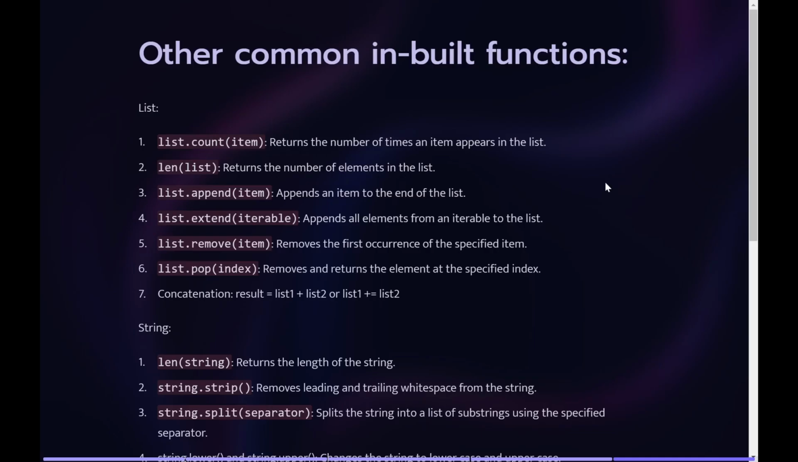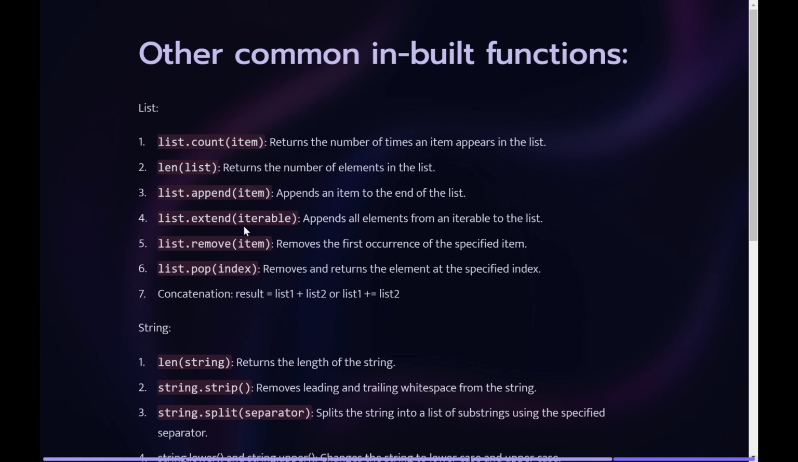Next, we have the common built-in functions. In list, we have list.count. This helps us in returning the frequency of a particular element. Say if I want to check how many times a particular element is repeated in the list, I can use the count function. And the len function returns the length of the list.